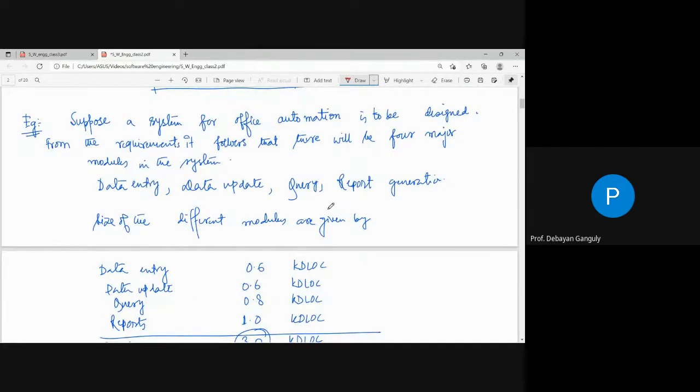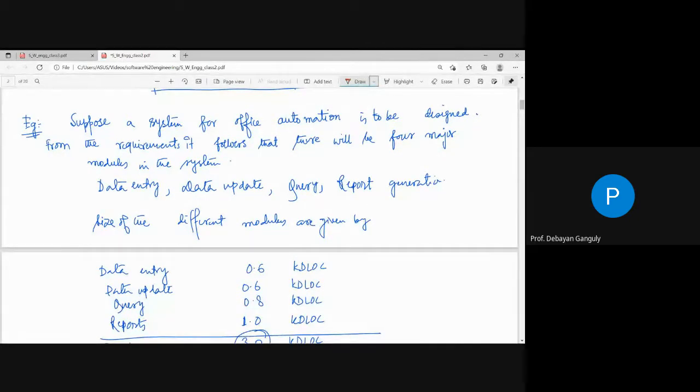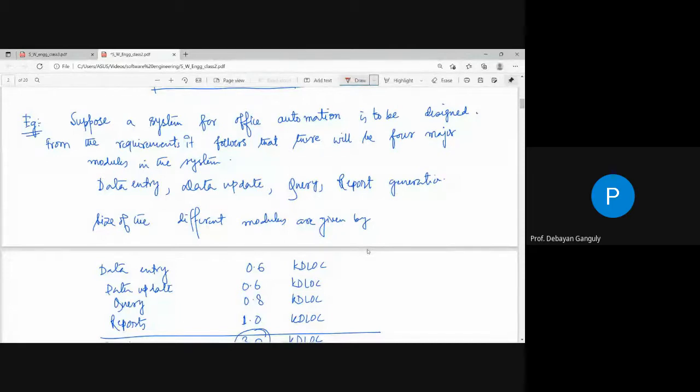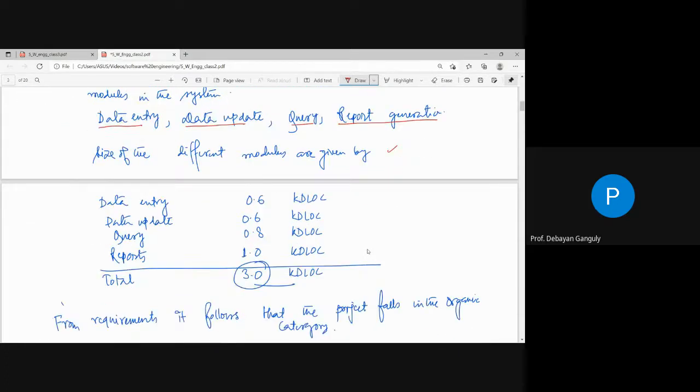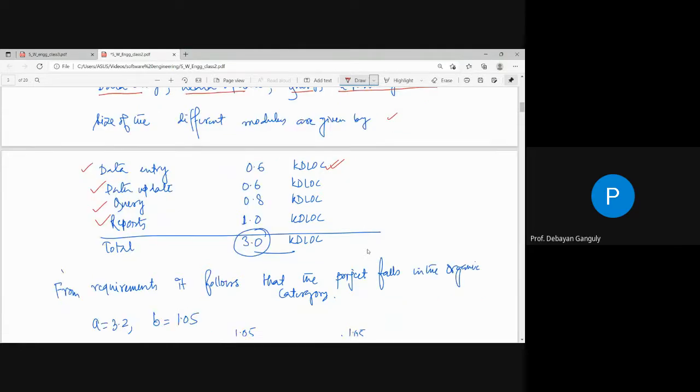We are considering an office automation system to be designed, and from the requirements it follows that there are four major modules: data entry, data update, query, and report generation. You have to find the size of the different modules, which are given for data entry, data update, query, and reports. KDLOC means thousands of lines of code; this is the unit of measurement. So the question comes like that.